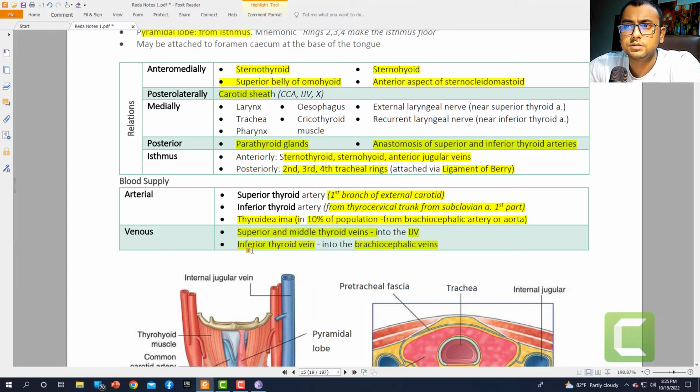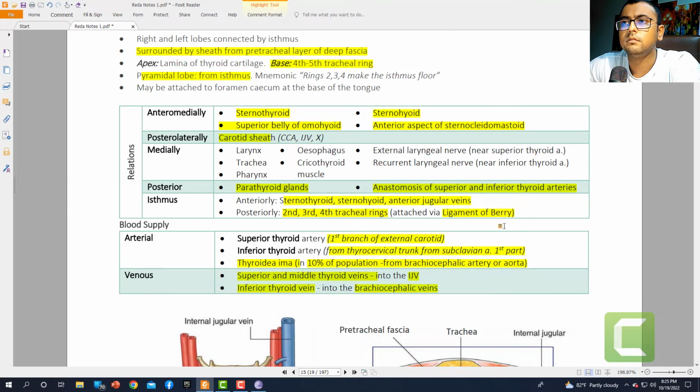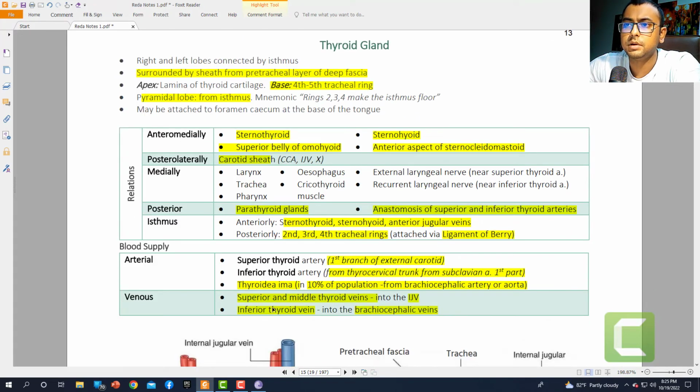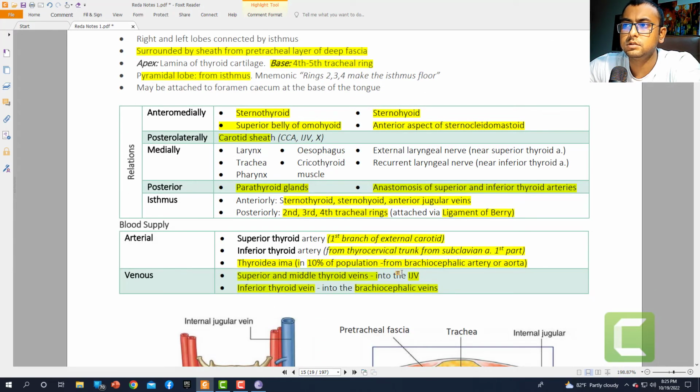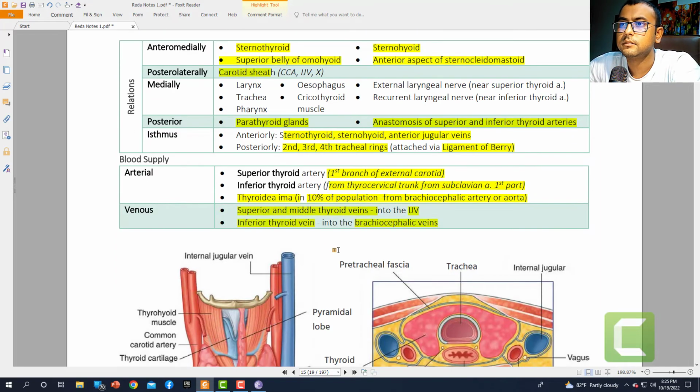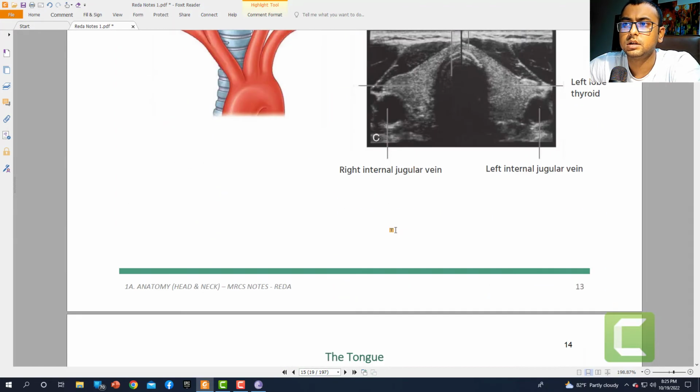So venous system is, that is our thyroid is drained by the superior and middle thyroid vein, which go to the internal jugular vein, and the inferior thyroid vein into the brachiocephalic vein. You must remember these three things, it is very important.